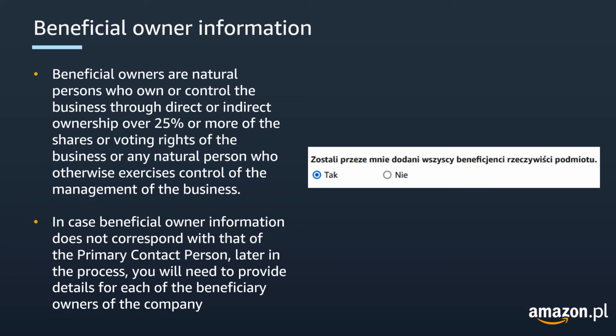After that, you will have the option to specify beneficial owner information. Beneficial owners are natural persons who own or control the business through direct or indirect ownership of over 25% of the shares or voting rights of the business. Otherwise, it can also be any natural person who exercises control of the management of the business.